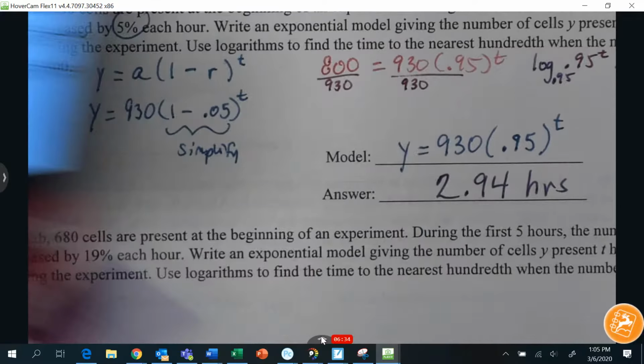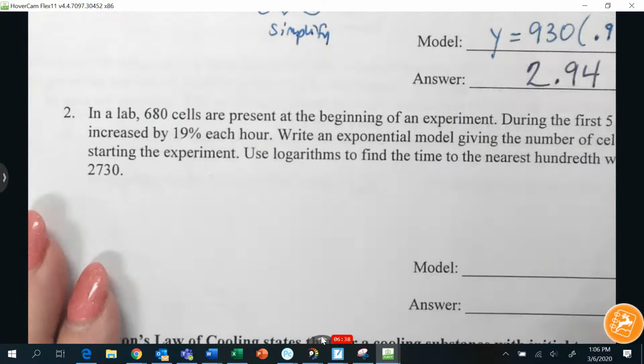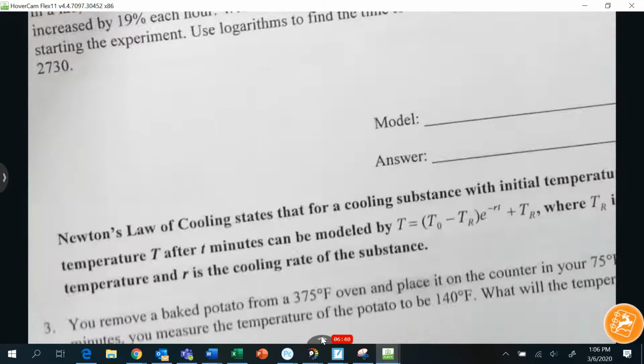Okay. All right, so I am not going to do number 2 because you'll be doing that one on your own. Now we look at number 3.